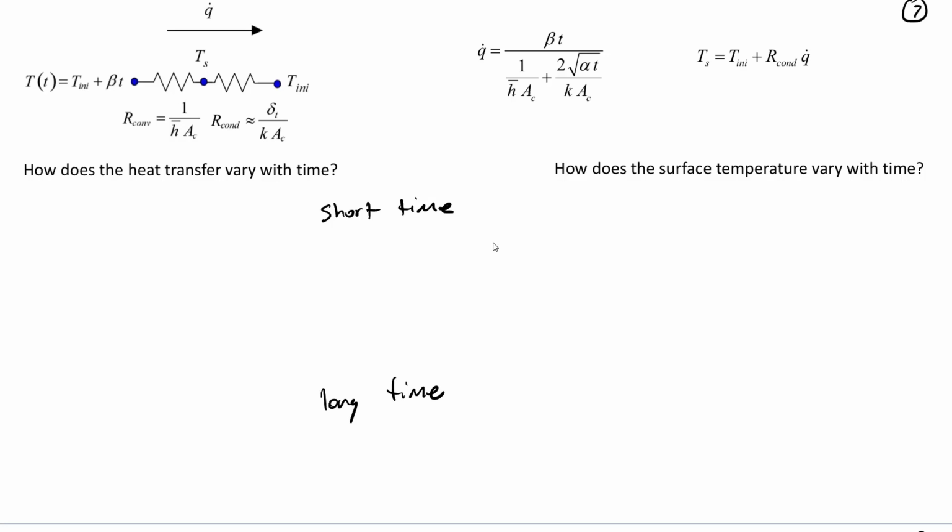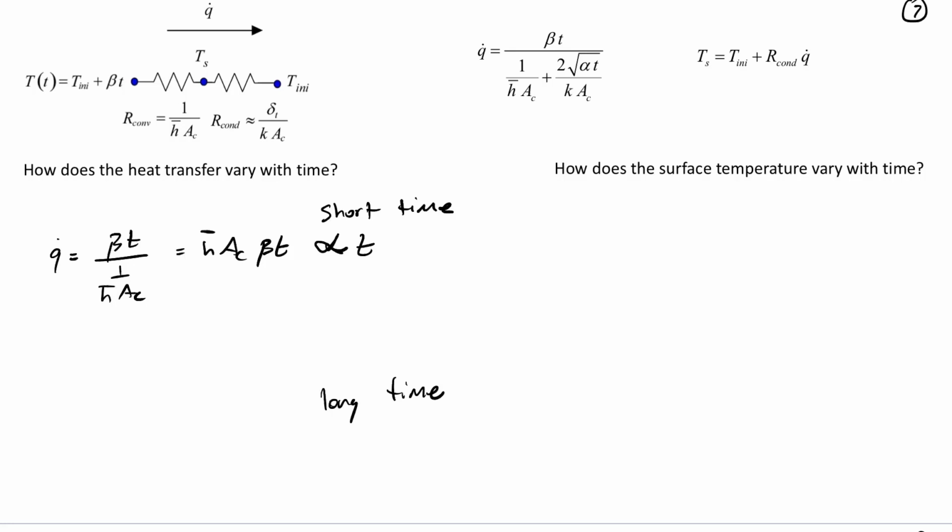So in the short time domain, this term over here becomes really small. And so we end up with heat transfer that looks something like this: Q dot is equal to beta T over 1 over H bar AC. That is the same thing as H bar AC beta T, which is proportional to time. So Q dot is proportional to time in this really short time domain.